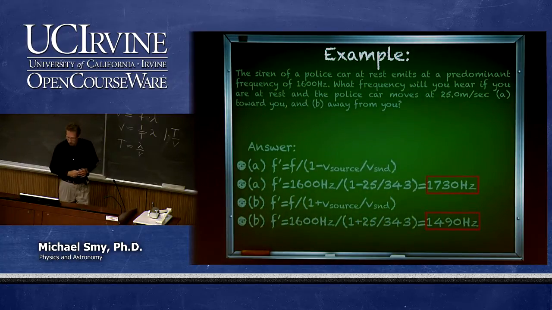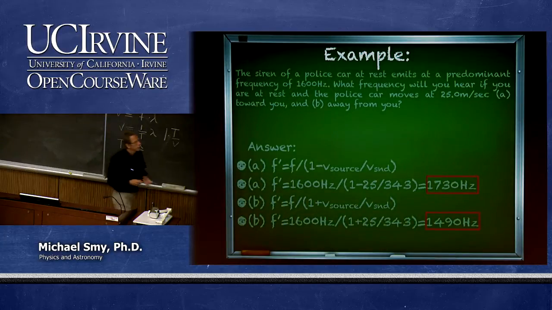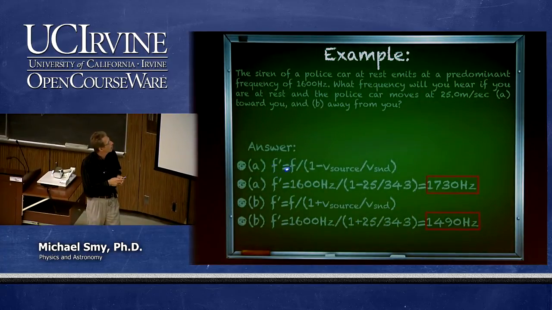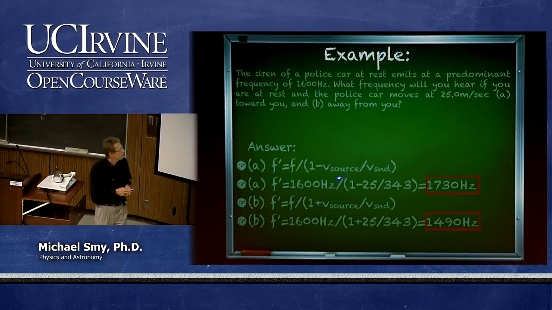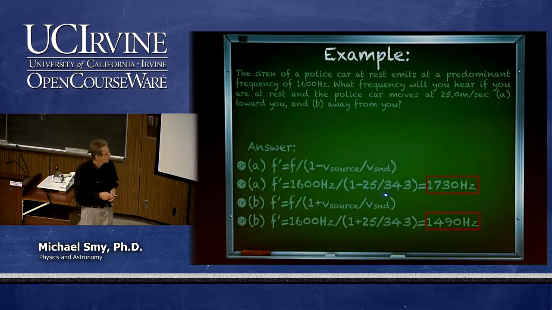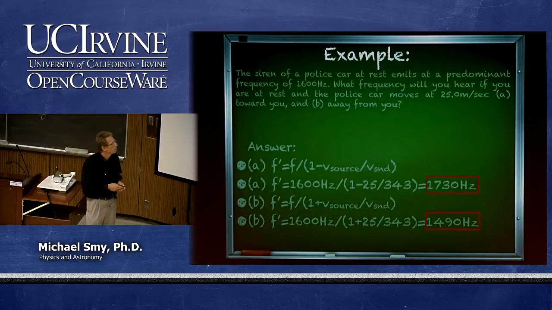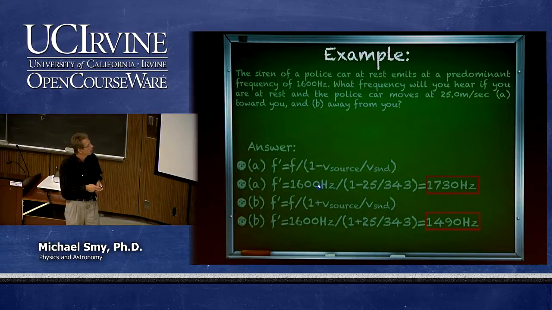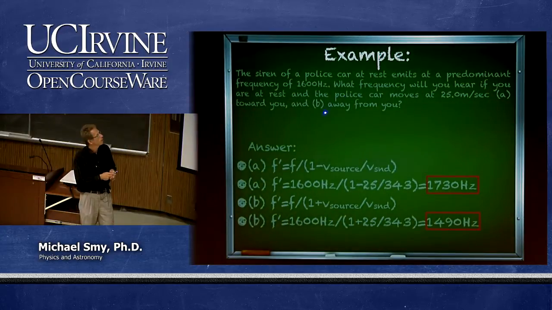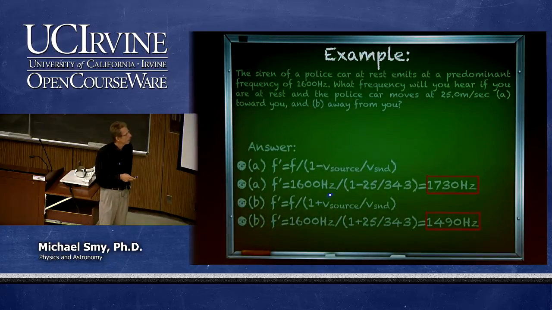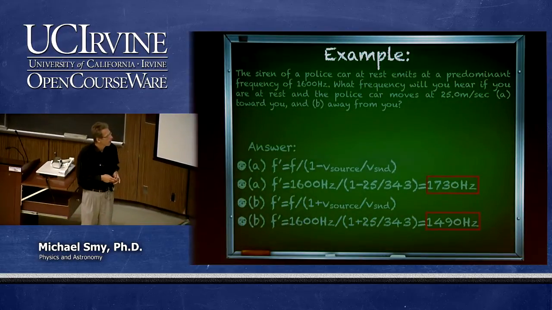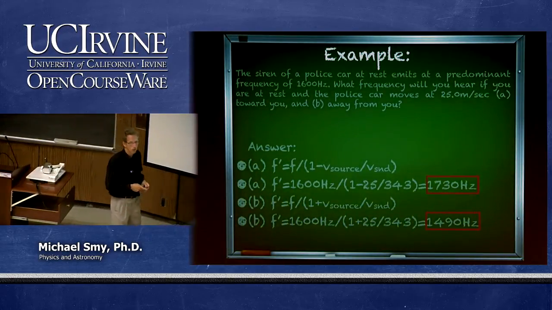For the A part, we assume that it's moving towards you, and in this case, we have a moving source, and so f prime equals f divided by 1 minus v source over v sound. The source velocity is 25 meters per second. The sound velocity is 343 meters per second. If you plug in the numbers, we get the frequency. If the police car is moving away from us, then the minus sign gets replaced by a plus sign. And if you plug in the numbers, then we get 1490 Hertz.